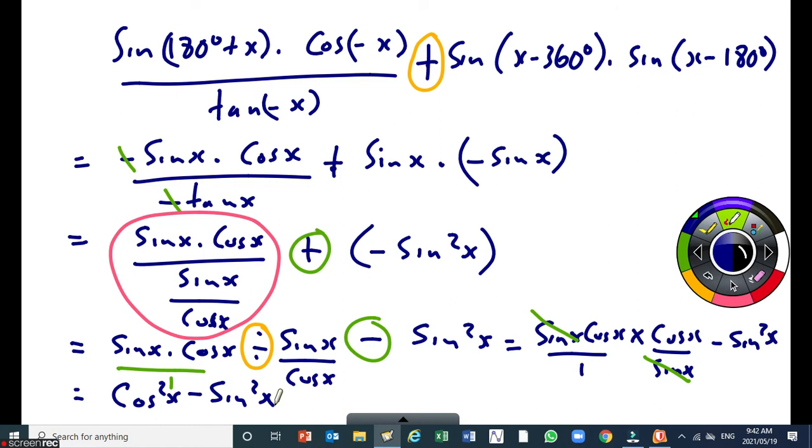Yes? Why did you just cancel the cos x before you convert it to multiply? Cancel where? Cos x. No, you can't cancel here because there is division. So what would you turn it to multiplication? Yeah, I did. That's what I did. But you can't do a cancellation once there's division.